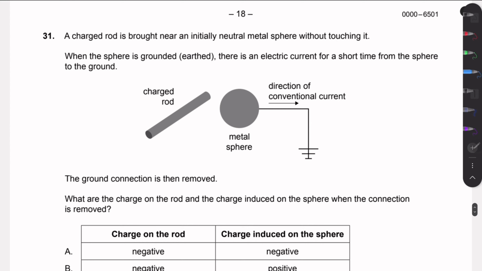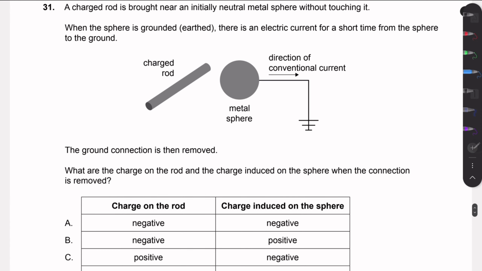And here we have a charged rod brought to an initially neutral metal sphere without touching it. And then we ground it, so we allow charge to flow to Earth. And the ground connection is removed, and we need to deduce the charge on the rod and the induced charge on the sphere when the connection is removed.